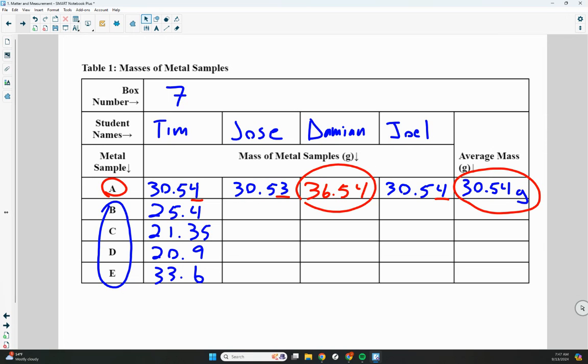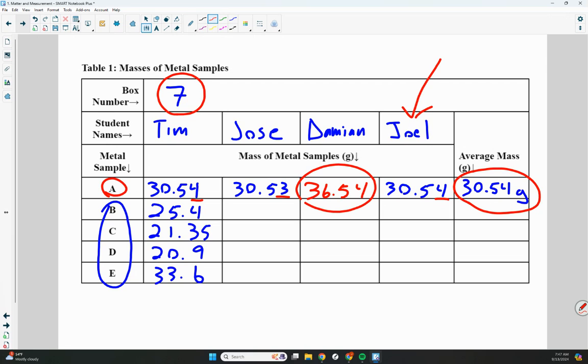So we're going to look at data table 1. Data table 1 is, as I said, for masses. First thing you want to put down is your box numbers. In this case, I've got box number 7. I am Joel, and my group members are Tim, Jose, and Damien.